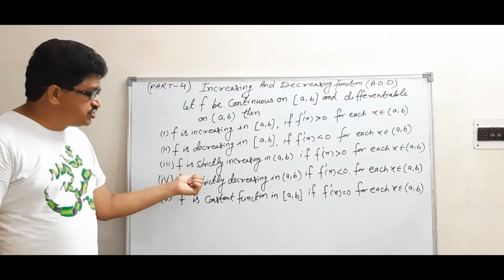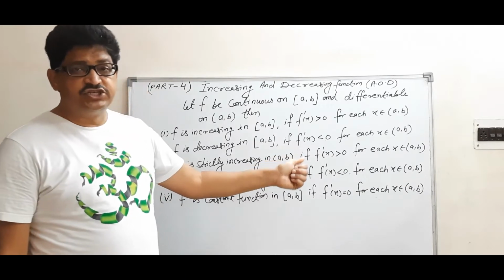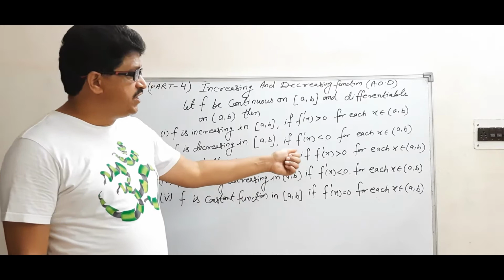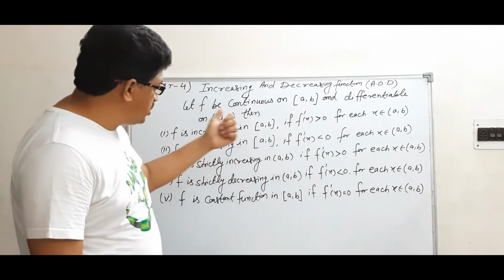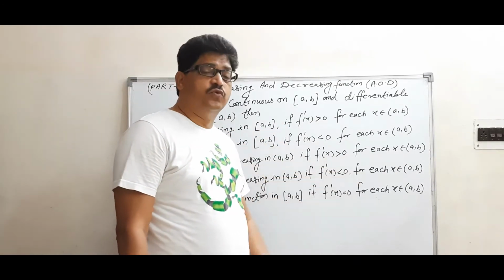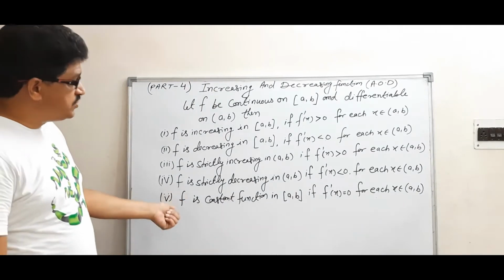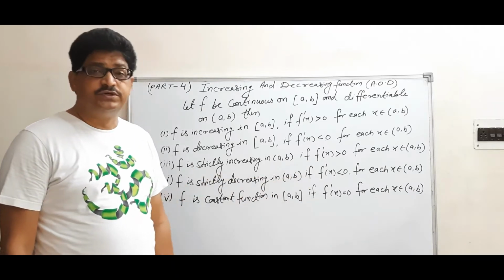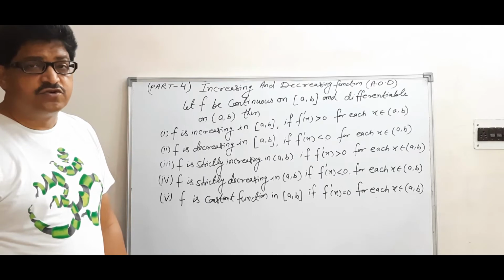And f is strictly increasing in the open interval (a, b) if f'(x) is greater than 0 for each x belonging to (a, b). Strictly decreasing in the open interval (a, b) if f'(x) is less than 0 for each x belonging to (a, b). And f is a constant function in (a, b) if f'(x) is 0. If f'(x) is 0, then we can say f is a constant function.